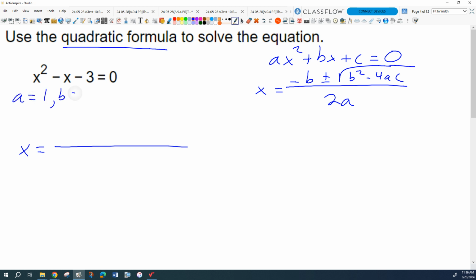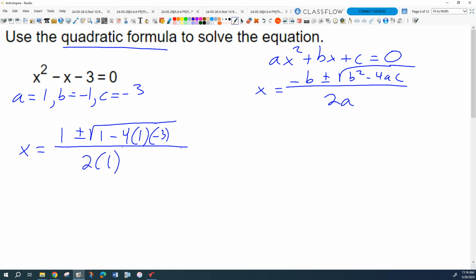1. What's c? Okay, so if I plug in, what's negative b? 1. Okay, what's b squared? 1. Minus 4 times 1 times... So good, so 12. Good. Divided by 2 times 1.